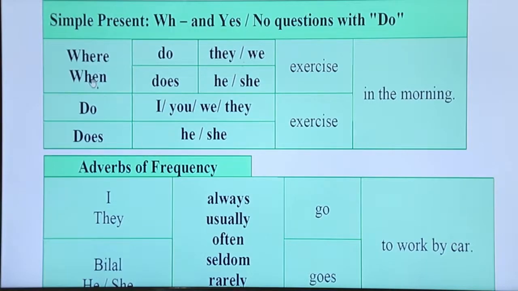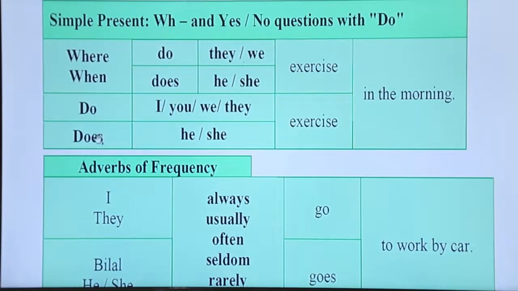بعد از where و when یا کلمه WH ما چی استفاده میکردیم؟ Auxiliary. Which kind of auxiliary? Do or does. Does with he, she or it, and do with they, we. Also with I, you. برای I, you ما do استفاده میکردیم و برای he or she or it ما does استفاده میکردیم. How to make yes no questions?